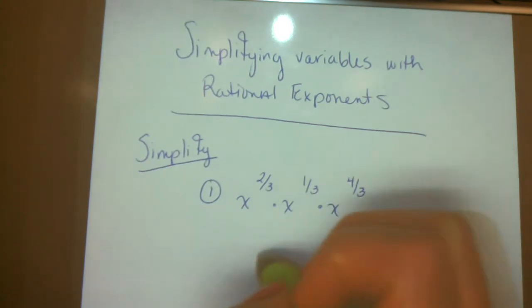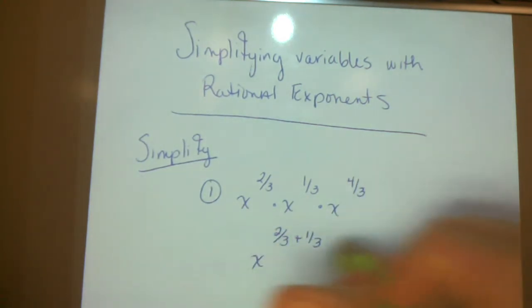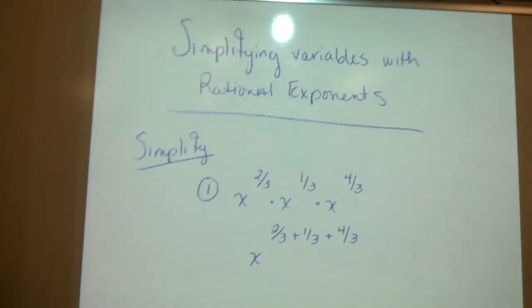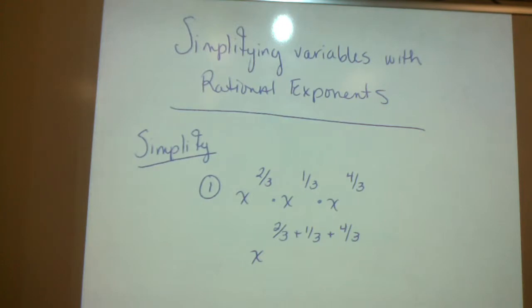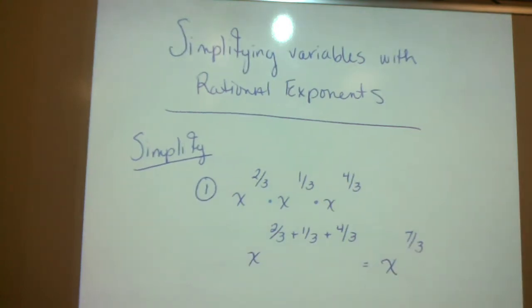I'm going to keep that base and I'm going to do 2/3 plus 1/3 plus 4/3. A little bit easier because all the denominators are the same, so add the numerators, keep the denominator. So I'm getting x to the 7/3. All right, so how do we know this is simplified? Well, I know it's not simplified because the exponent is an improper fraction. So I know that I can take something out. I can break that down.